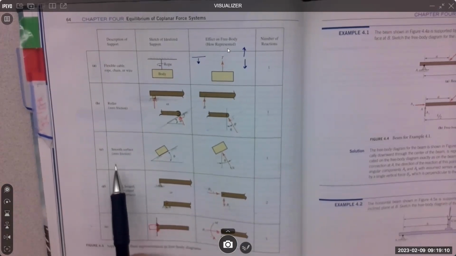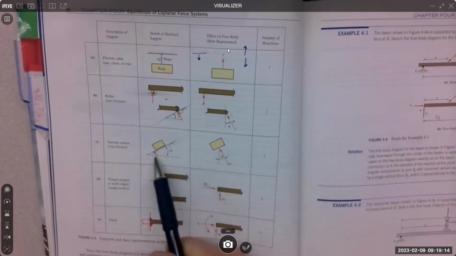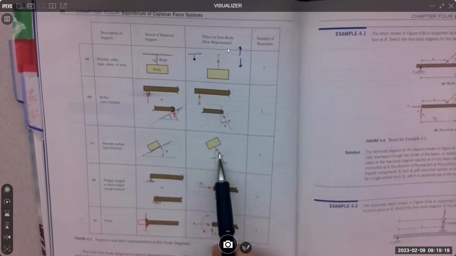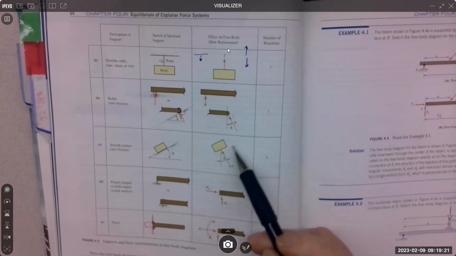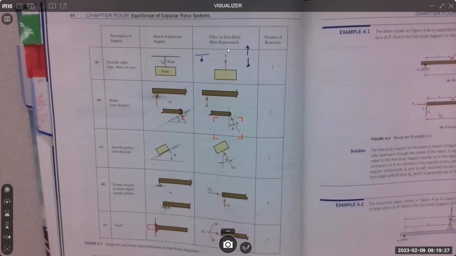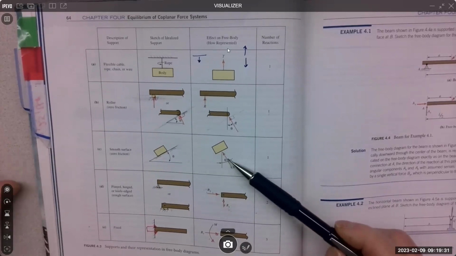Smooth surfaces have no friction, kind of like a roller. When we pull the surface out, we put the reaction in, right? Notice the surface is gone. We want those support systems to disappear in our free body diagram, where we're only left with an object and a bunch of forces on it, okay?